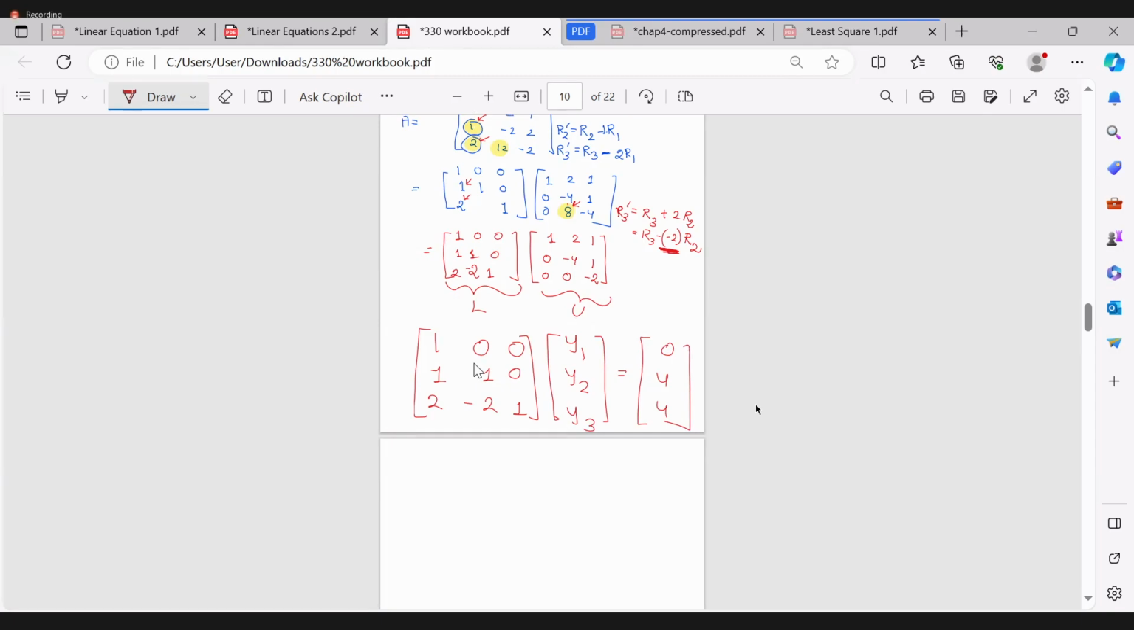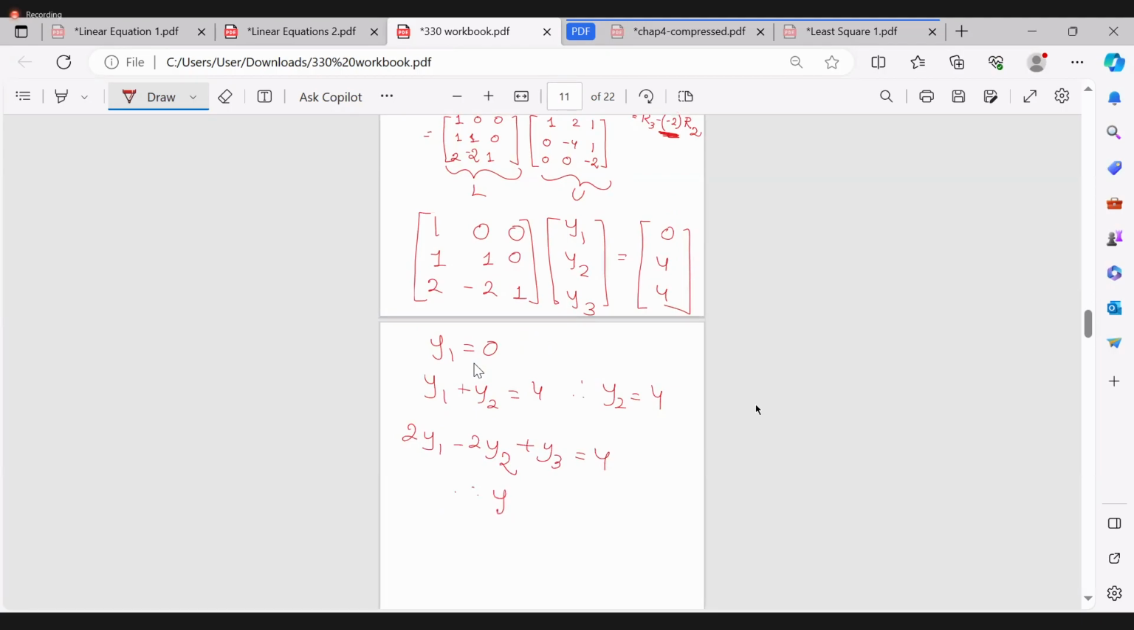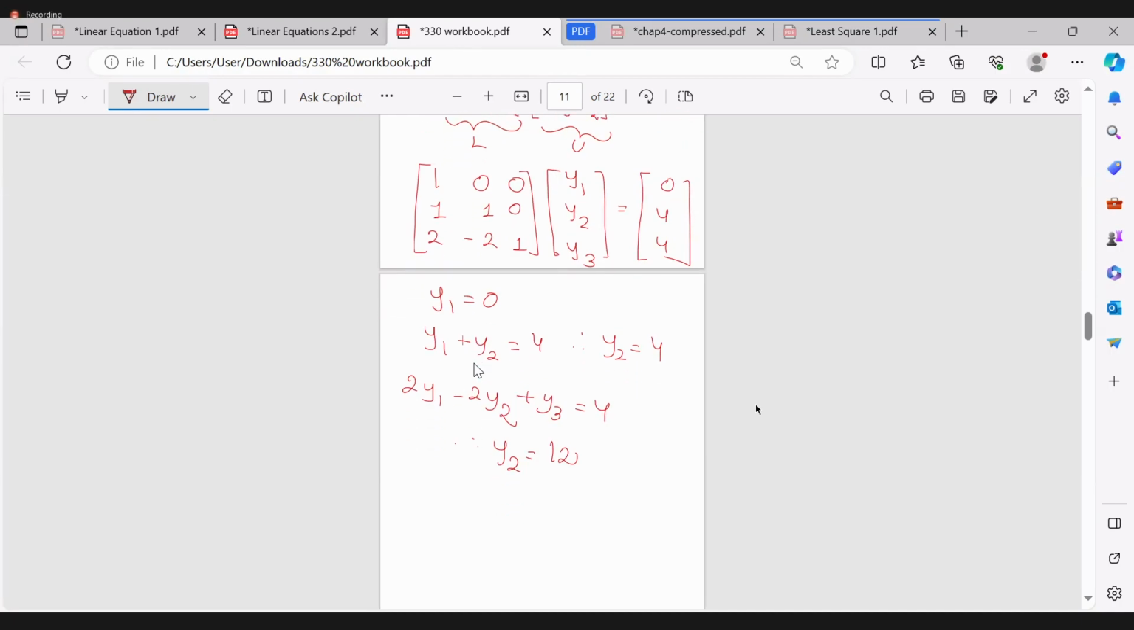So here using top-down approach, you can find out the value of Y1, Y2, and Y3. So what is a top-down approach? First, you multiply the first row with this column vector, you get Y1 equals to 0. Then Y1 plus Y2 equals to 4. So Y2 equals to 4. And 2Y1 minus 2Y2 plus Y3 equals to 4. So from here, you will get 4 plus 8, 12. You get 12. So your Y1, Y2, Y3 is 0, 4, 12. So this is your intermediate variable. Now, this is intermediate variable, which is cool.